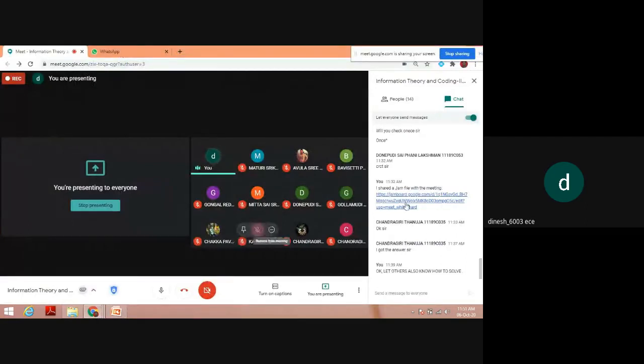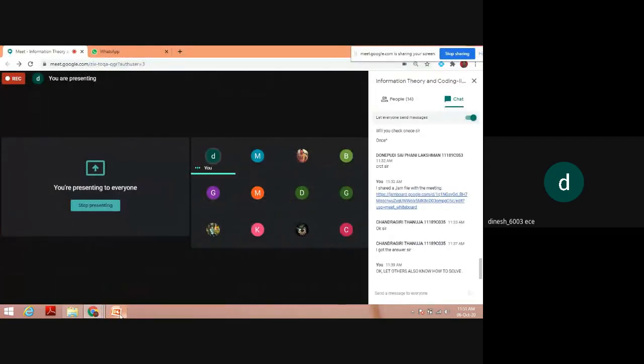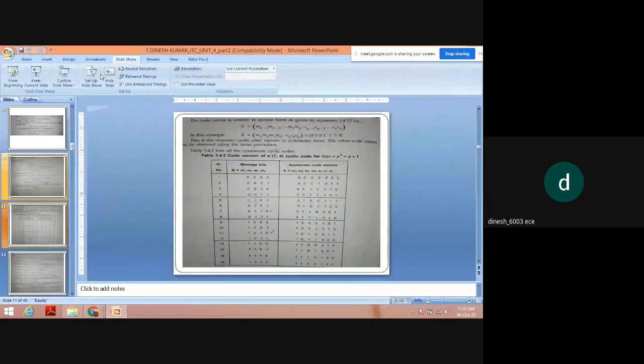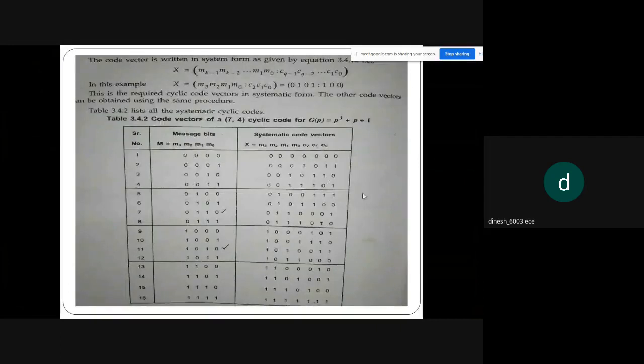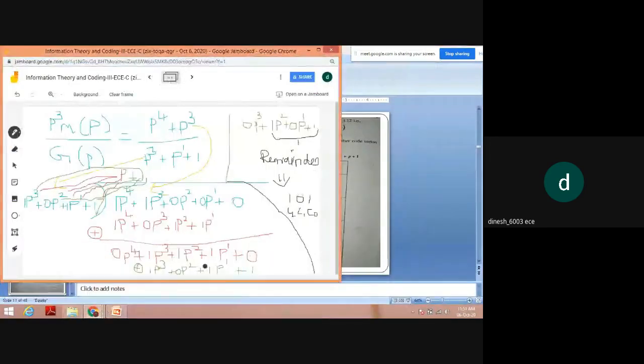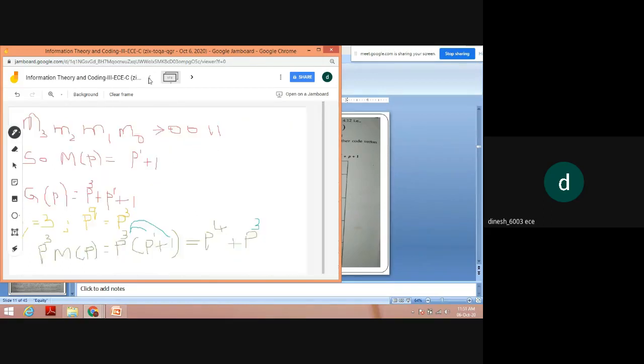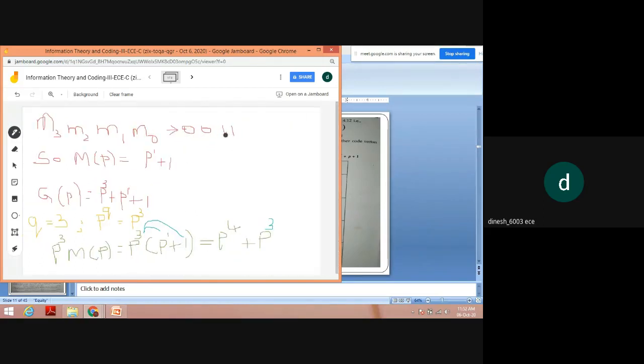I think now you would have got the correct answer, right? So I had chosen the message bit as 0011. For that, I got C2, C1, C0 as 101 in the table. Now let us see what I had got in the Jamboard. You can see from the Jamboard, the message bit I had chosen is 0011.